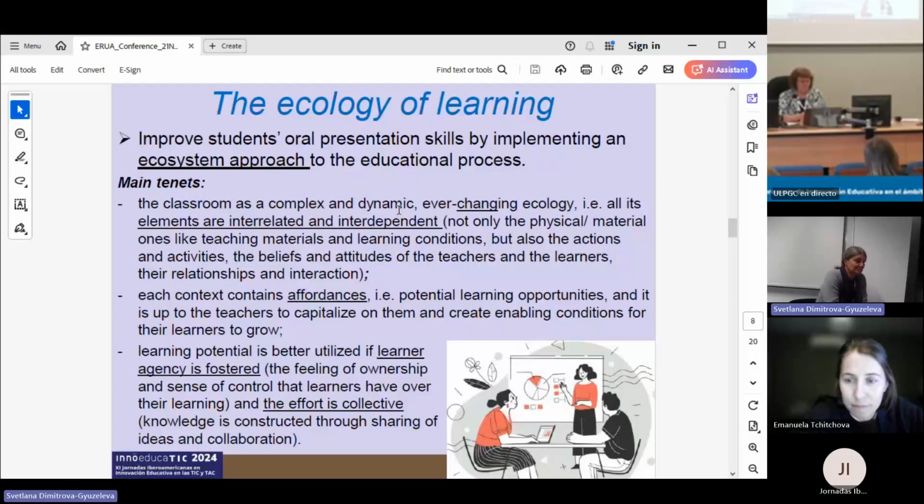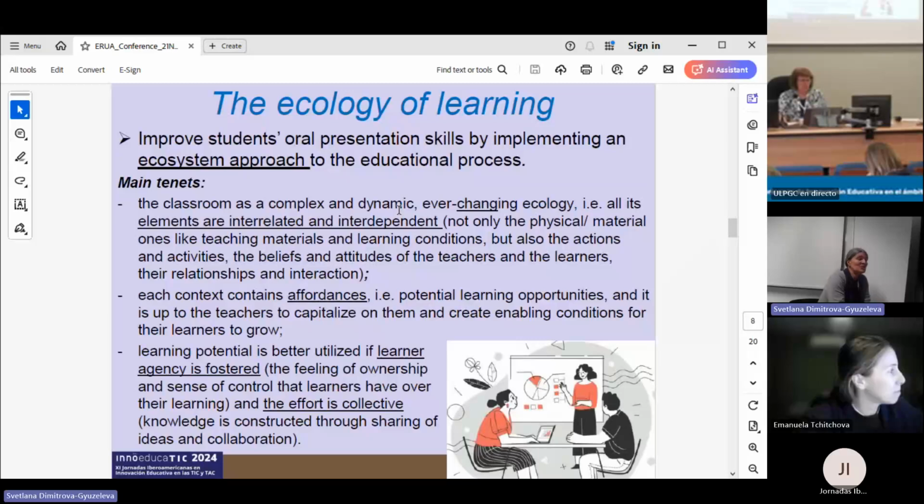Another major tenet of the ecological approach is that each learning context contains some potential opportunities for learning. They're called affordances. And it is up to the teacher to recognize them and capitalize on them, creating the necessary scaffolding, the enabling conditions for the learners to grow and develop. And this learning potential would be utilized much better if learner agency is fostered.